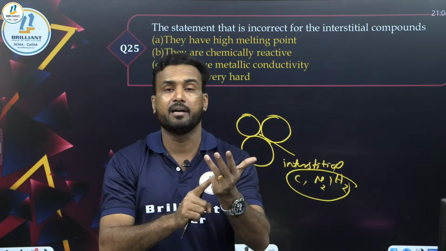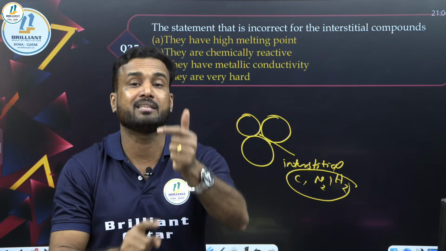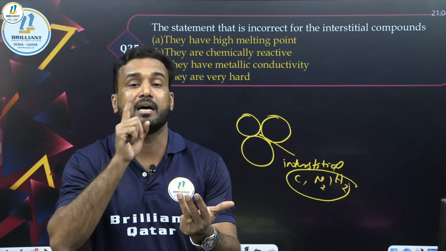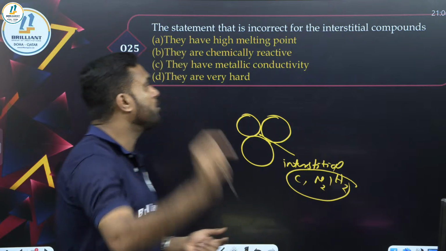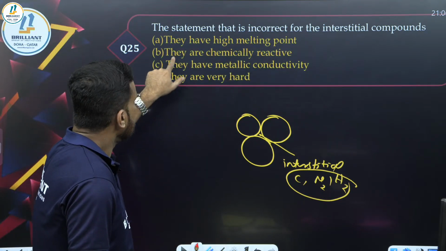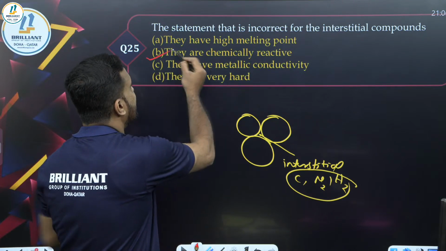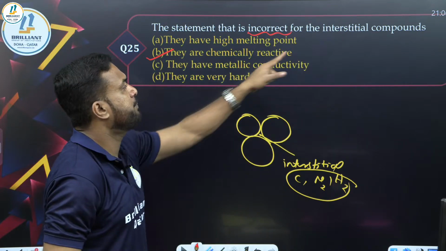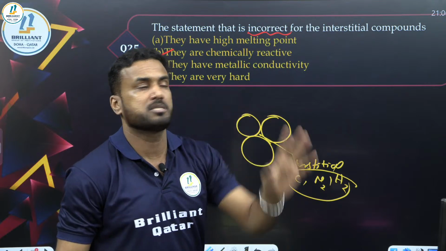Interstitial compounds are very hard. They are non-reactive. Correct. They have high melting and boiling points and they are good electrical conductors. So they have many applications. So they are inert, they are electrical conductors, they have high melting and boiling points. That is all you have to keep in mind. So they have high melting and boiling points, correct. They are chemically inert. They are chemically active means it's wrong. That is the right answer because they are asking what is incorrect. Always keep in mind interstitial compounds will not react with any compounds or substances.